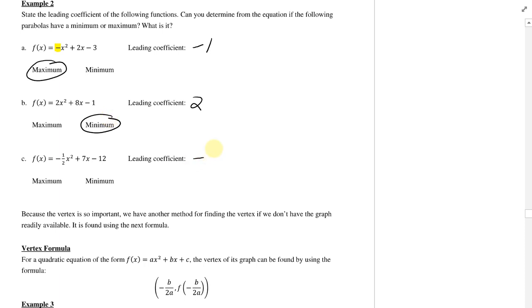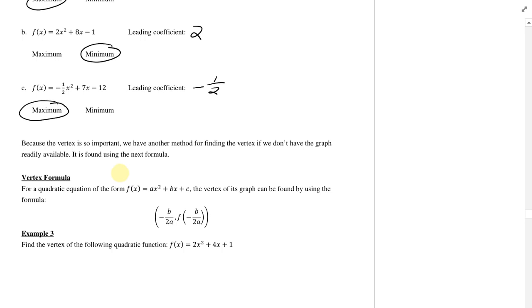Then for C here, my leading coefficient is -1/2. Since it's negative, that means I would have a maximum on this parabola. So I might not know what these parabolas look like, but I'm guaranteed that this one is going to open down, this one's going to open up, and this one's going to open down. That's what we're trying to get at with this.